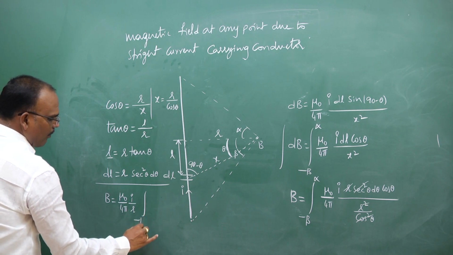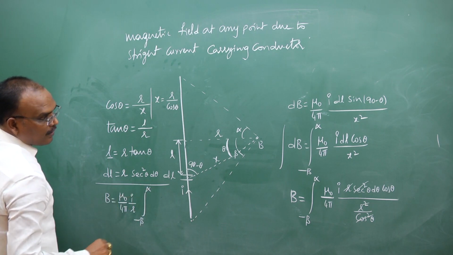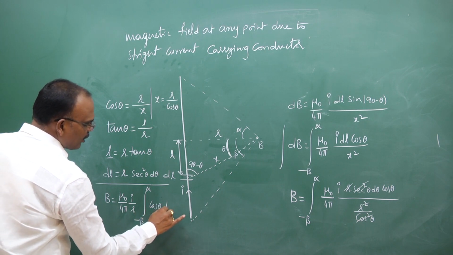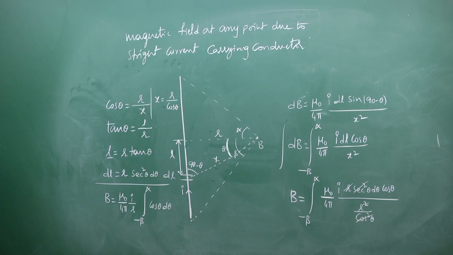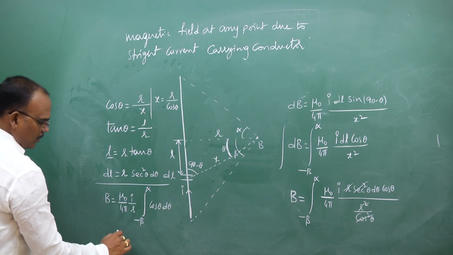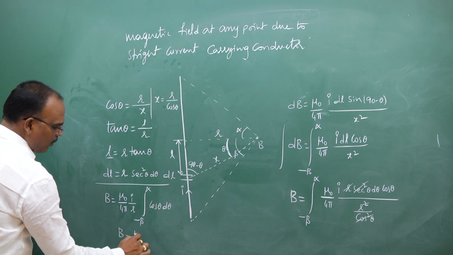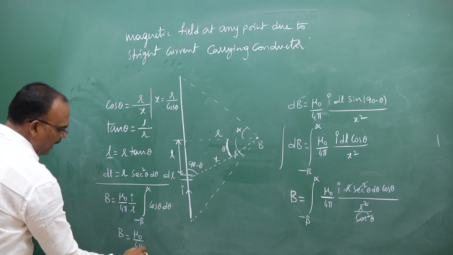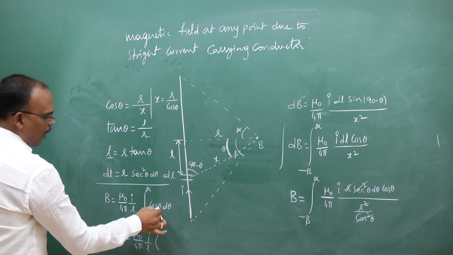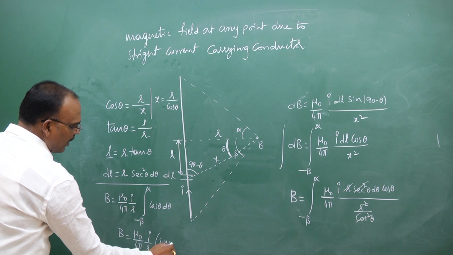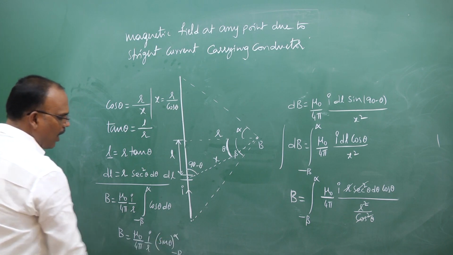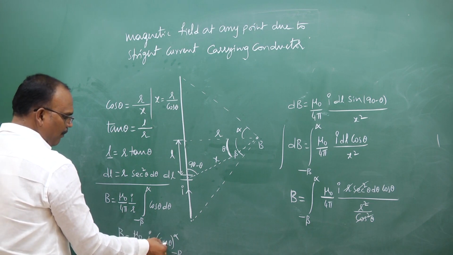Now the integral from minus beta to alpha, what is left inside? Only cos theta d theta is left. The integral of cos theta is sin theta. So magnetic field B is equal to mu naught by 4 pi I by r into the integral, and the integral of cos theta is sin theta. For this we have to apply limits from minus beta to alpha. First we have to substitute the upper limit.